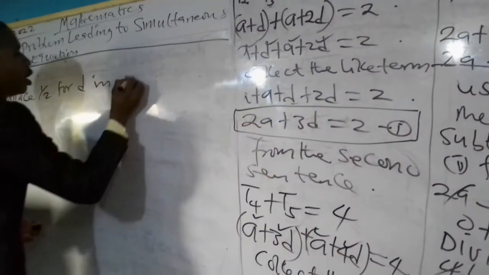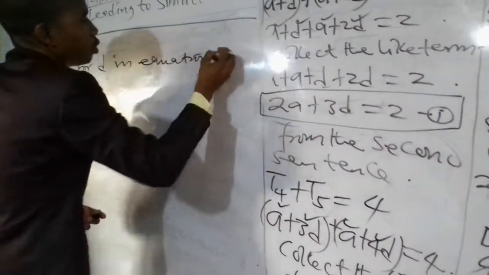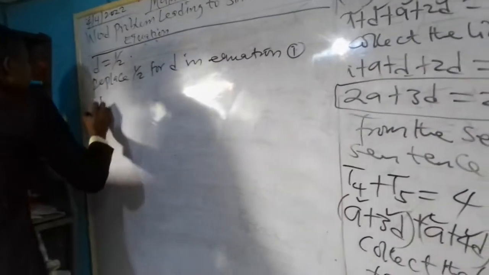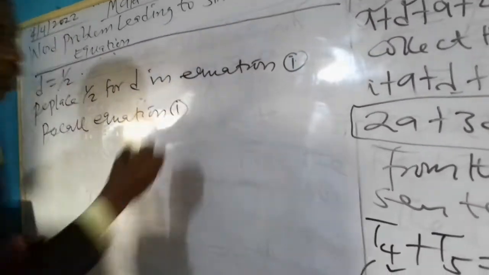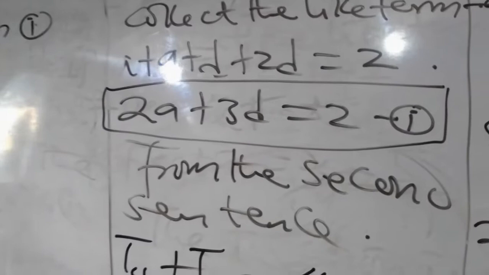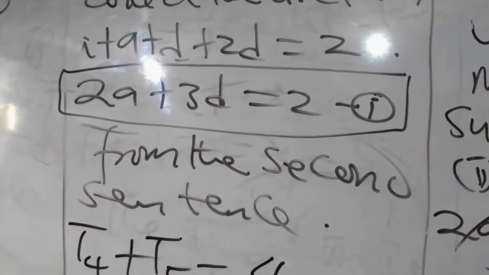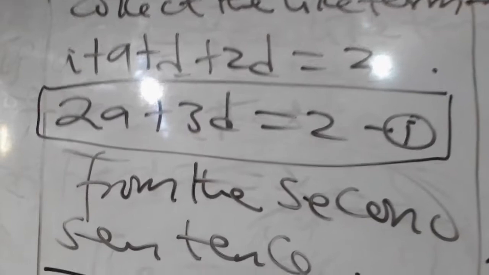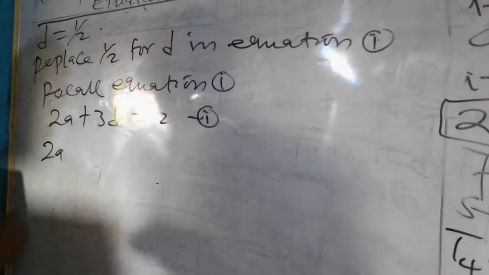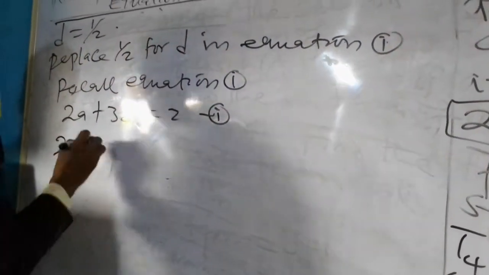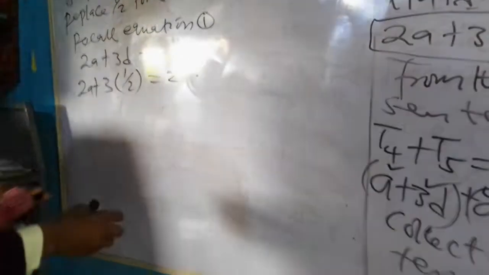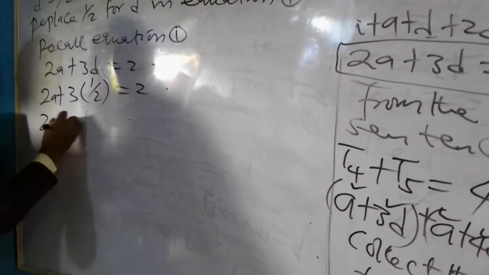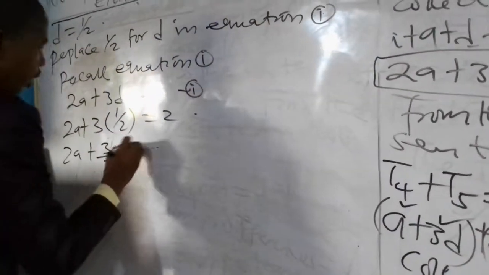Let's say in equation 1. Let us recall our equation 1. It states 2A plus 3D equals 2. Anywhere we see D, we call it 1 over 2. This is 2A plus 3 times 1 over 2 equals 2. This is 2A plus 3 all over 2 equals 2.